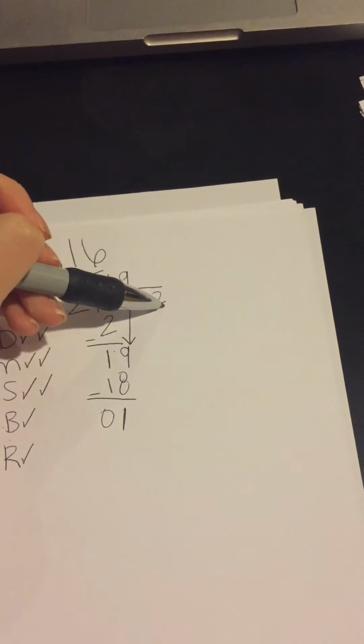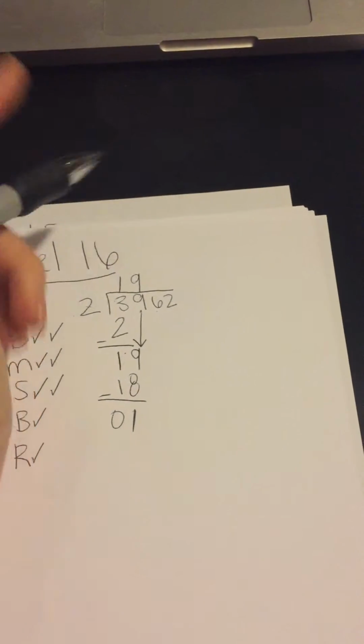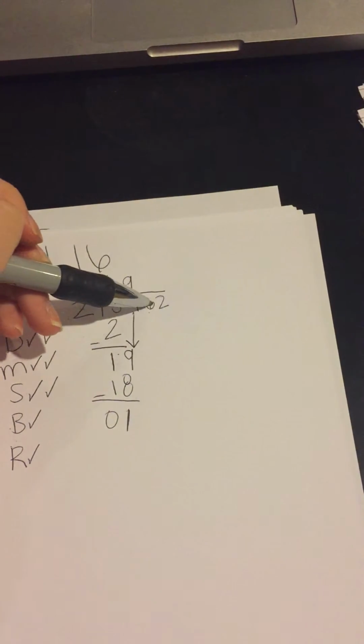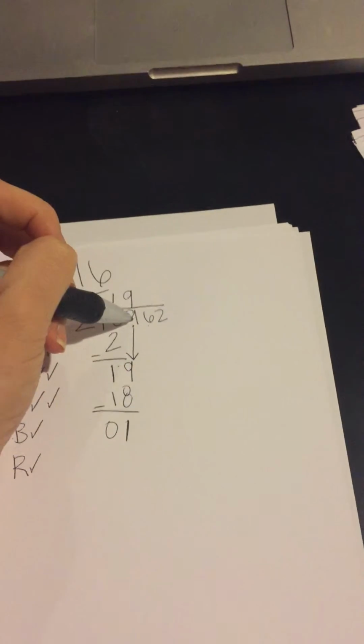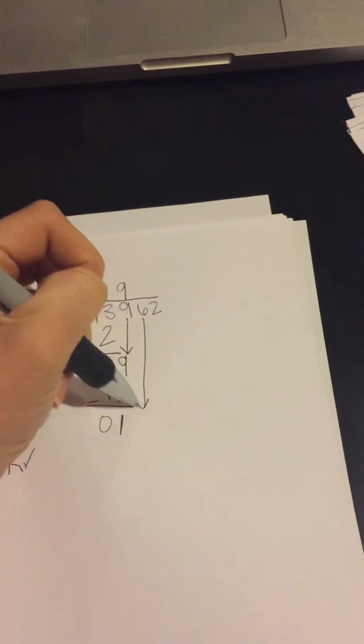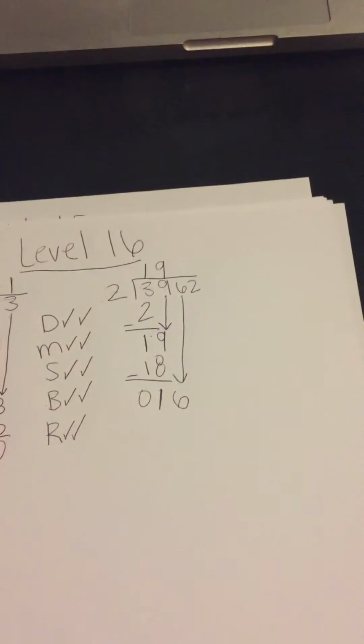If you'll notice, I'm not bringing down the 2. We're working from our highest place value down to our 1. So you're starting at your highest place value here and then bringing them down all the way across. So the last number we brought down was our 9, so now it's time to bring down our 6. All right, so that was our bring down. Our next part is repeat.